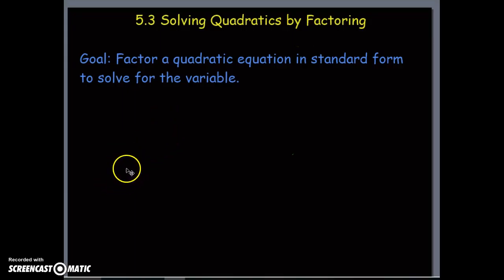Today's video is going to cover solving quadratics by factoring. We've done a lot of factoring of expressions, and now we're going to use that to solve equations. So our goal today will be to factor a quadratic equation in standard form to solve for the variable.